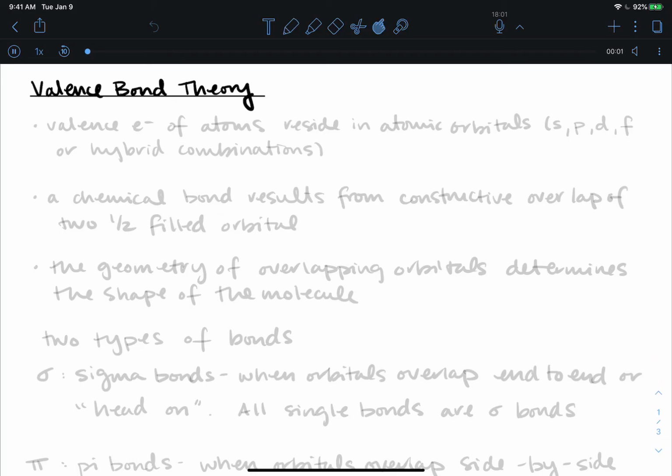In this module, we will be looking at valence bond theory, which is another bonding theory we'll be using to understand how atoms in molecules are held together. So in valence bond theory, the principles that we build this on, and just a reminder of some things that we know along with this, the valence electrons of atoms reside in atomic orbitals.